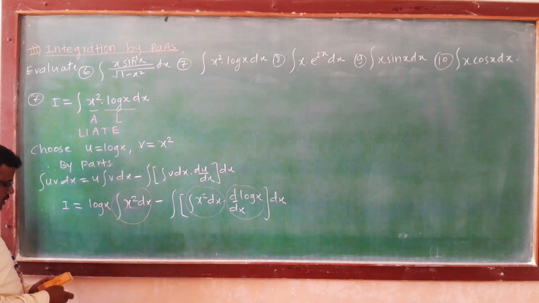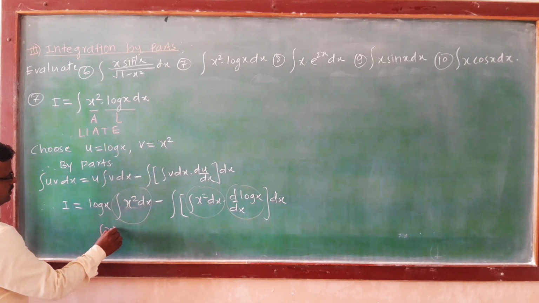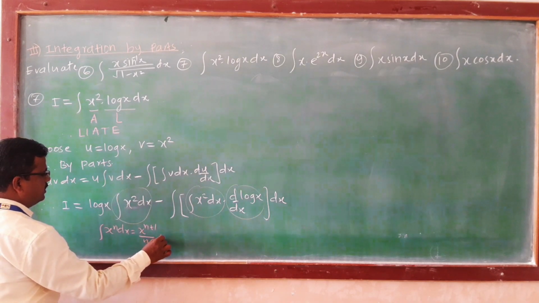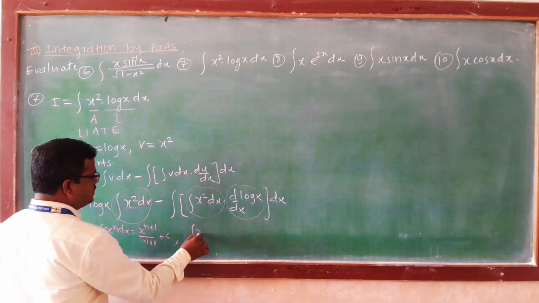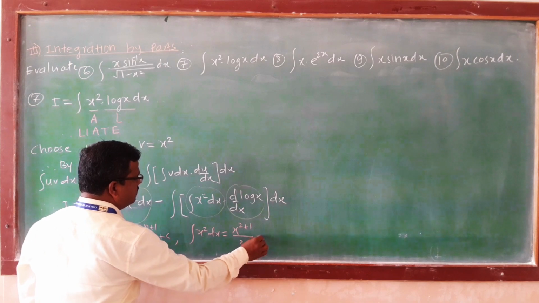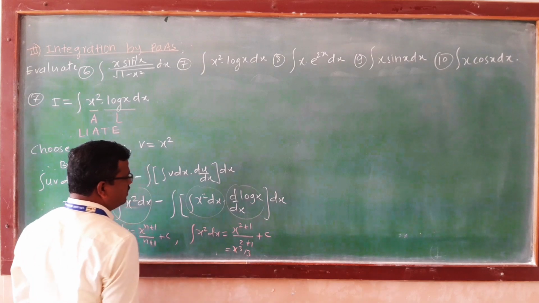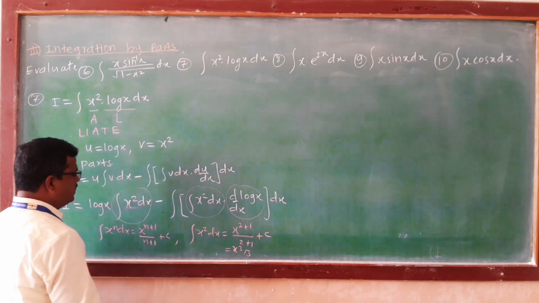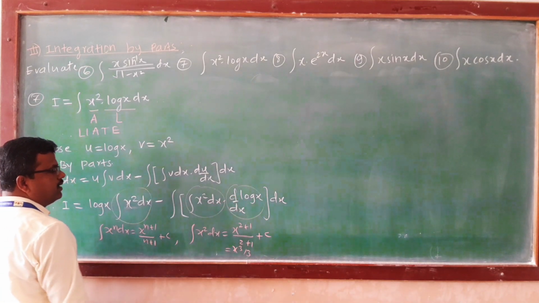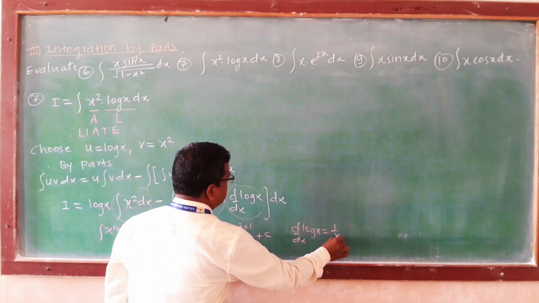So here, the integration of x raised to n dx is equal to x raised to n plus 1 upon n plus 1 plus c. Therefore, the integration of x square is x raised to 2 plus 1 upon 2 plus 1 plus c, which is x cube upon 3. So 2 plus 1 is 3, upon 3. Then d by dx of log x is a standard derivative, which is 1 upon x.